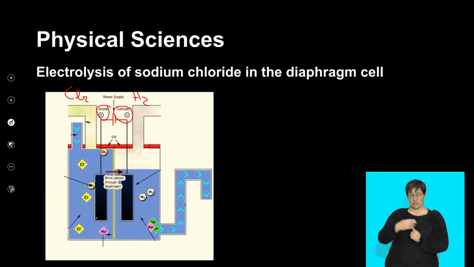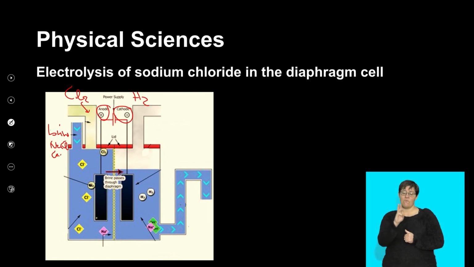So what we've got here is the chlorine coming out. This is the chlorine gas being produced. What we've got coming in is the brine. The brine is sodium chloride and water, so it's aqueous. And we're getting the chloride ions that are going to be attracted to the positive terminal, and we're going to get that oxidation reaction. So that is your anode. We're getting oxidation there. I'm not going to write it in full. Well, might as well write it in full.